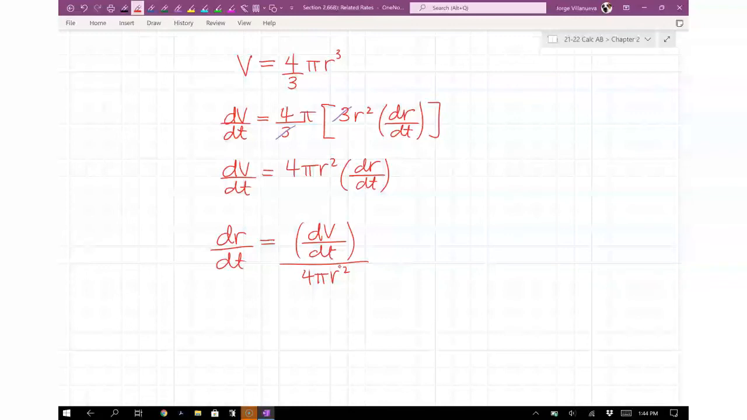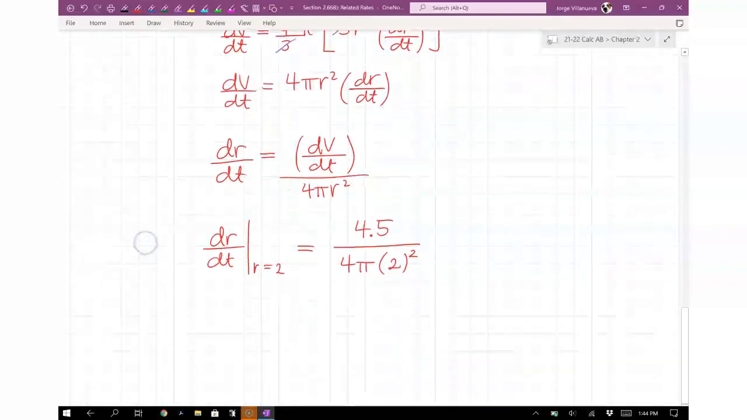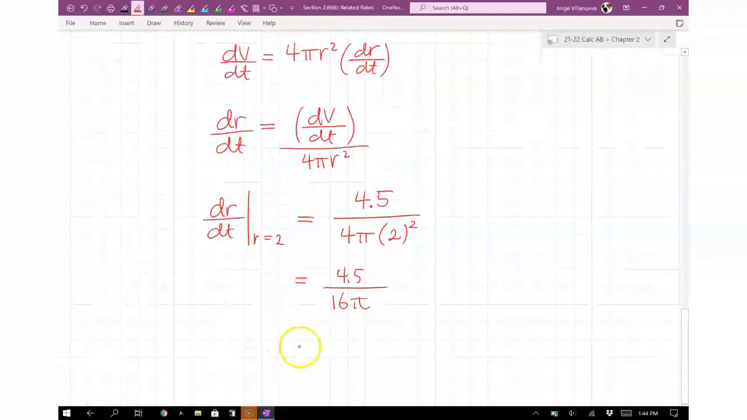Now, they want me to figure out dr/dt when r is what? 2, right? So dr/dt when r equals 2 is, what is dV/dt? 4.5. Okay, 4.5. 4 times pi times r, which is 2 squared. So this is just going to be 4.5 divided by 2 squared, that's 16 pi. And 4.5 divided by 16 pi, that's equal to, I don't know if I even wrote my answer here for this. Let me check.